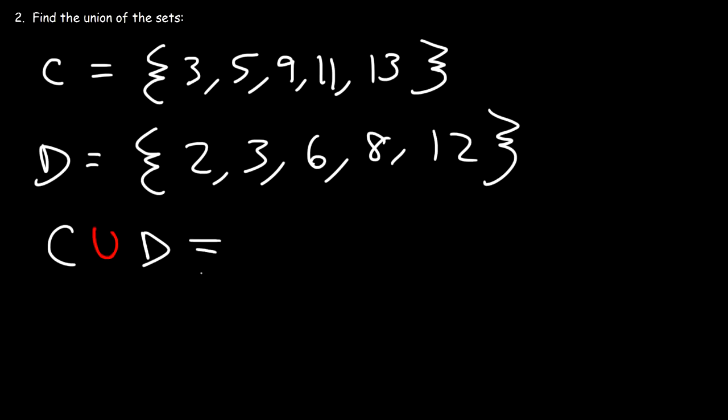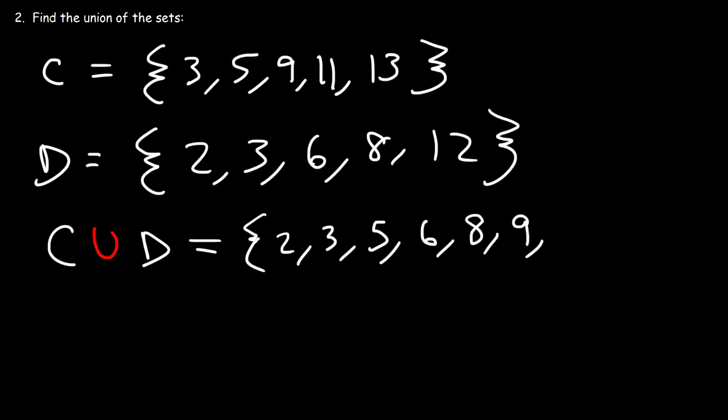So all we've got to do is just write all the numbers in C and D. So let's put it in ascending order. So we have a 2, a 3, there's a 5, a 6, there's no 7. So we have an 8, a 9, there's no 10, but we have an 11, 12, and 13. And so that's it. So that's the union of those two sets.